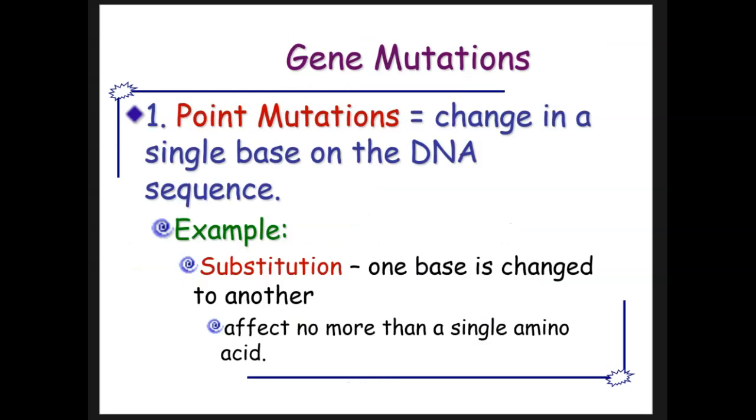So let's get into small-scale mutations. For example, point mutations or substitutions. A point mutation is a change in a single point or a single base on the DNA sequence. So substitutions are much more subtle than frame shift and have three possible effects. Again, a substitution is one base is changed to another. It affects no more than a single amino acid.